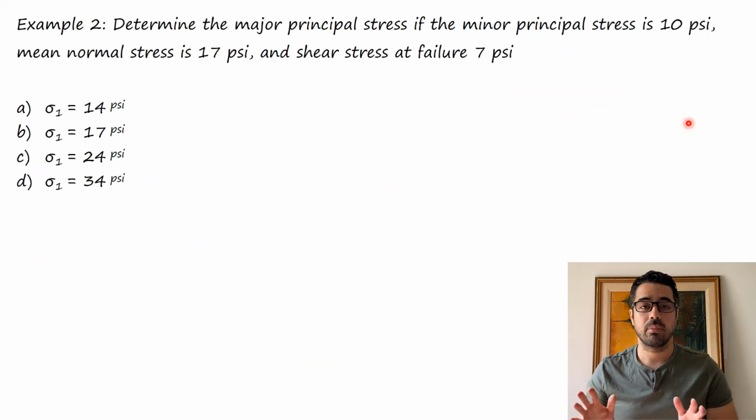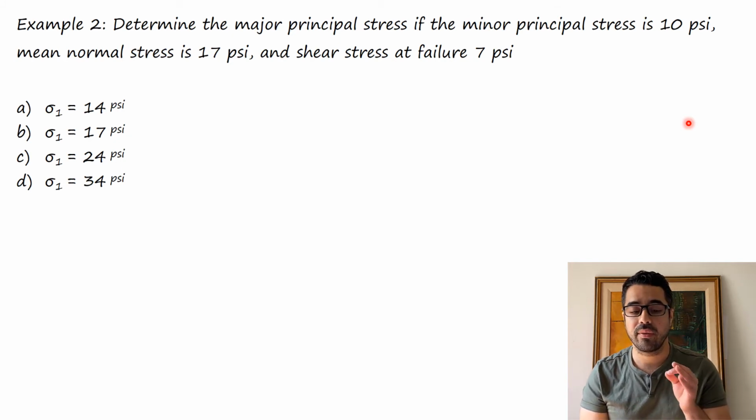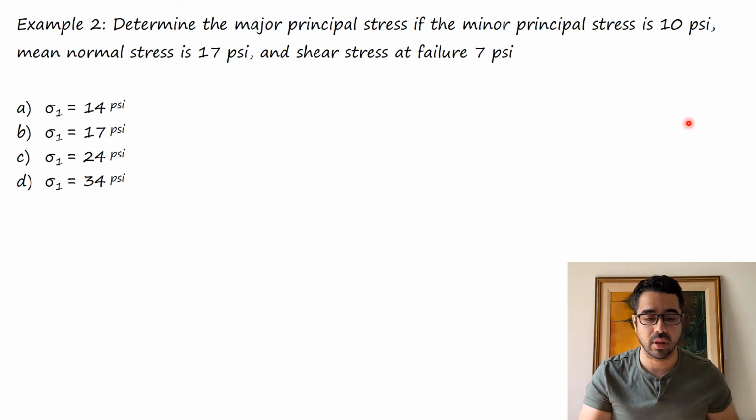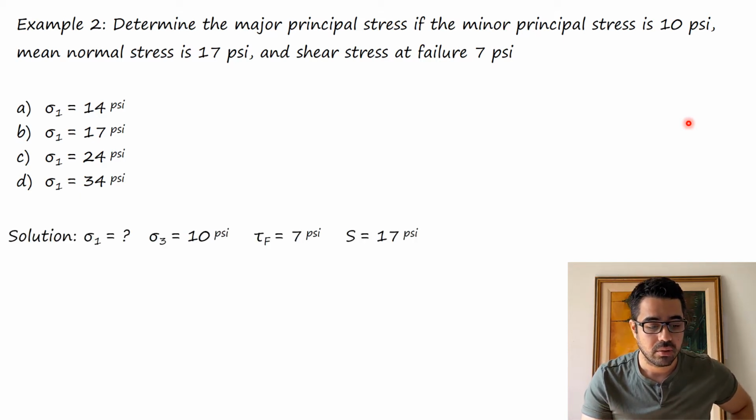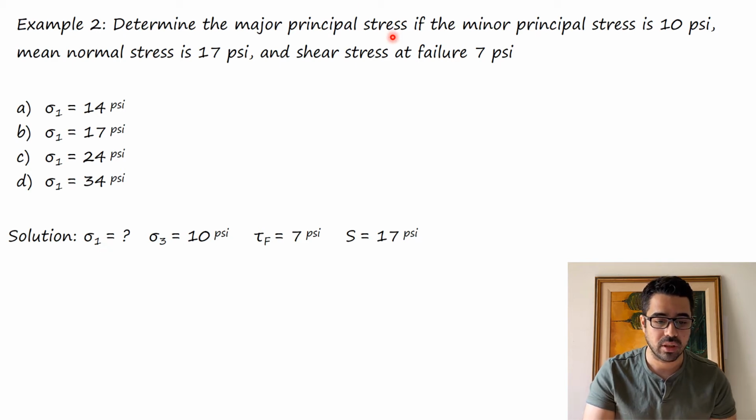So, example 2. Determine the major principal stress if the minor principal stress is 10 psi, mean normal stress is 17 psi, and shear stress at failure is 7 psi. As usual we start by writing what's given. Sigma 1, what are we looking for? The major principal stress. The minor is sigma 3. Tau at failure is 7 psi. S is the mean normal stress.